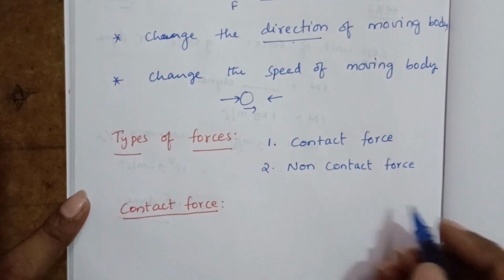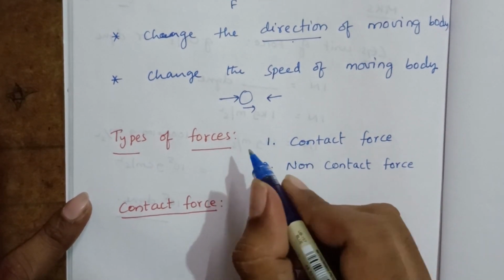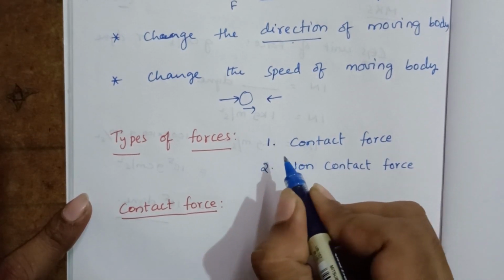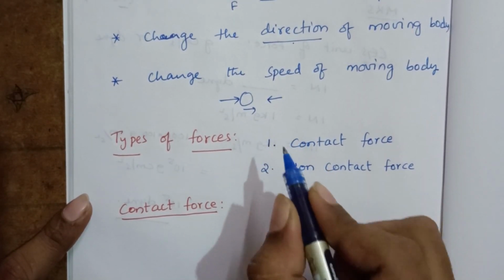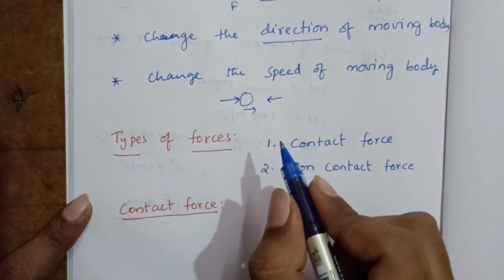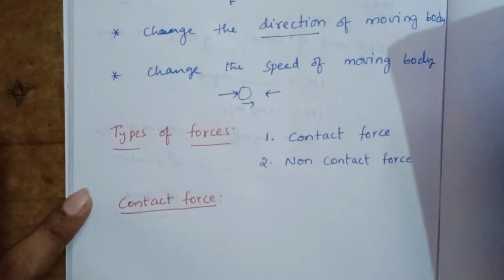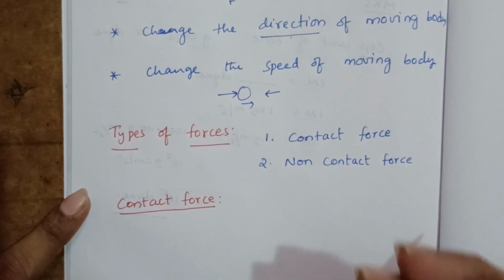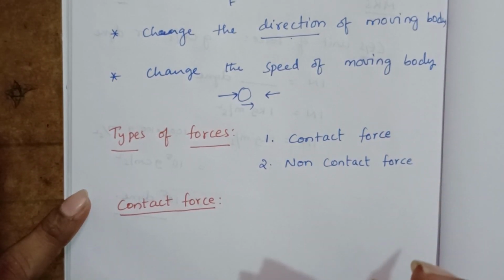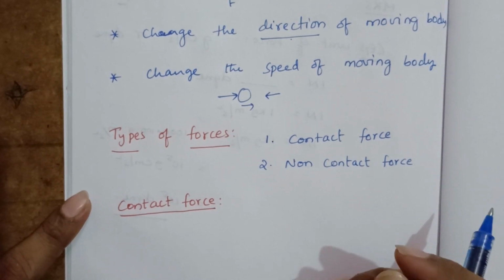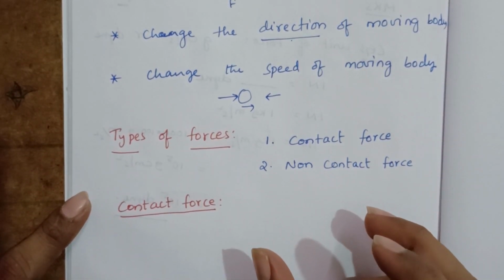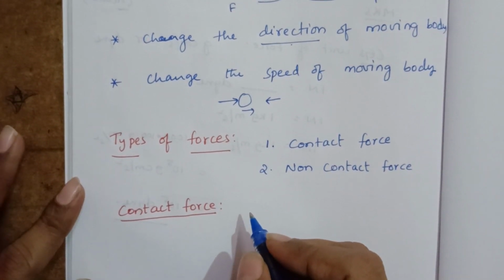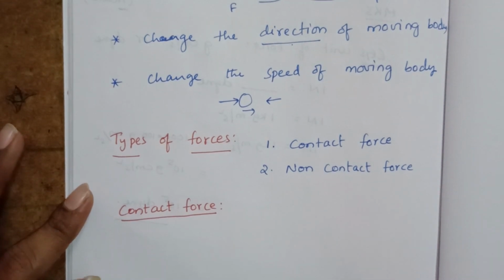Contact force means, for example, here I am writing with a pen. The force I am applying, is it by touching or without touching? With touching. I am lifting the book with my hand. Whenever I am lifting the book, am I touching or not? Touching. So force applied with the help of physical contact is known as contact force.